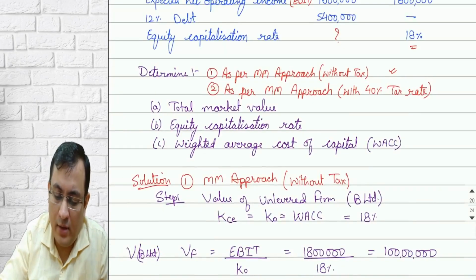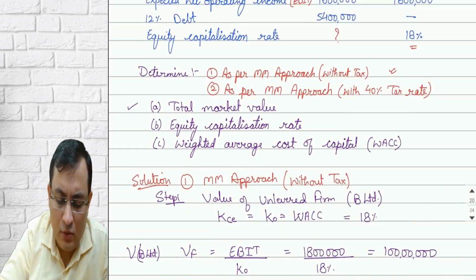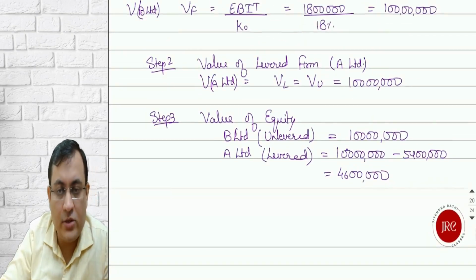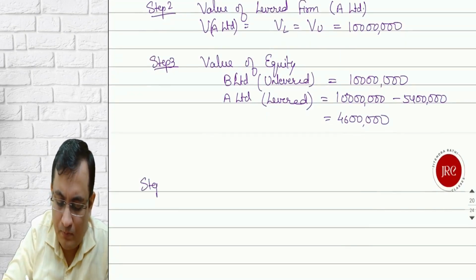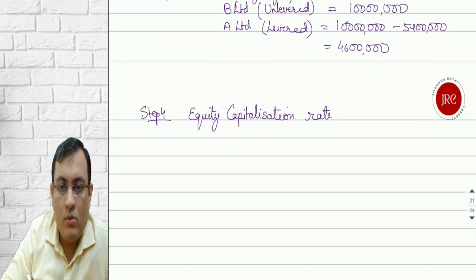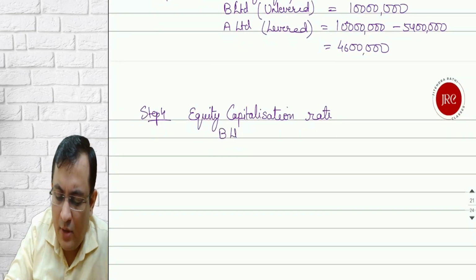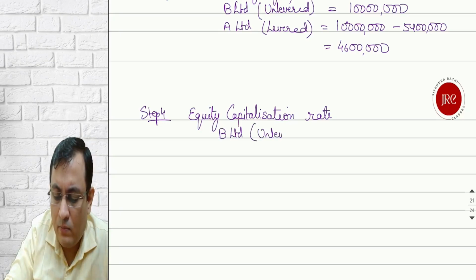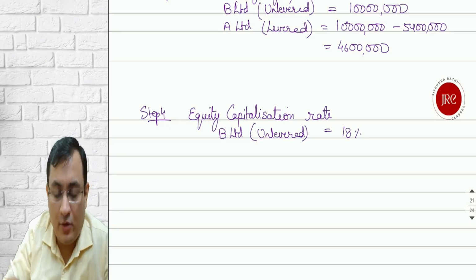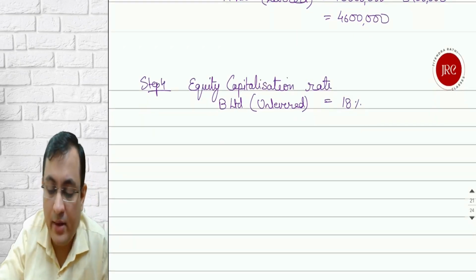Next, now what they wanted: total market value we have already got. Now they want cost of equity. Cost of equity, Step 3, valuation done. Now Step 4, equity capitalization rate. For B Limited, the unlevered firm, it is already given, because this is the starting point of our question. It is 18%. But for A Limited, how to calculate it is important.